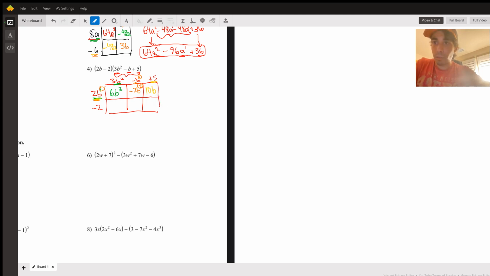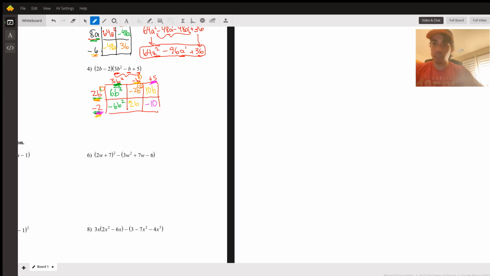All right, we'll come down to the bottom row. Do the same thing. So negative 2 times 3b squared, negative 6b squared. You've got negative 2 times negative b. That is positive 2b. And then lastly over here, you've got negative 2 times positive 5. That is negative 10.